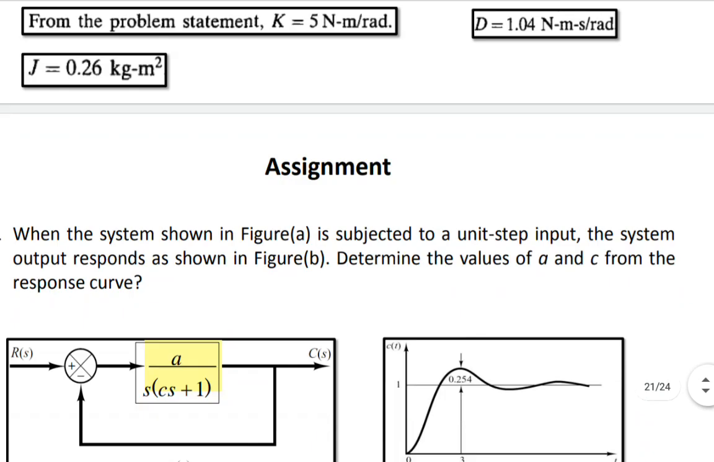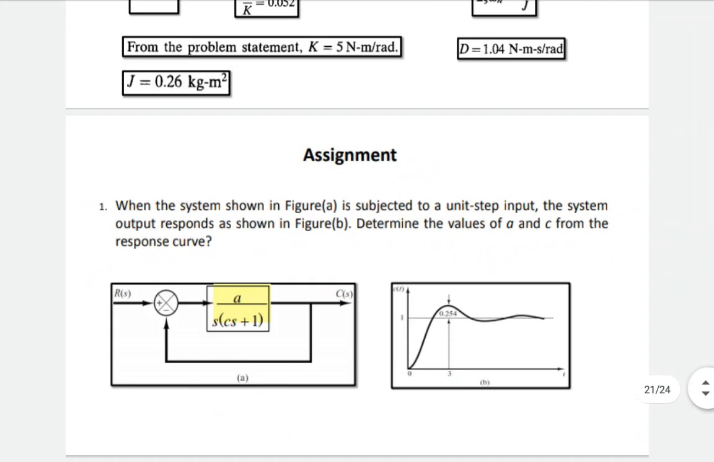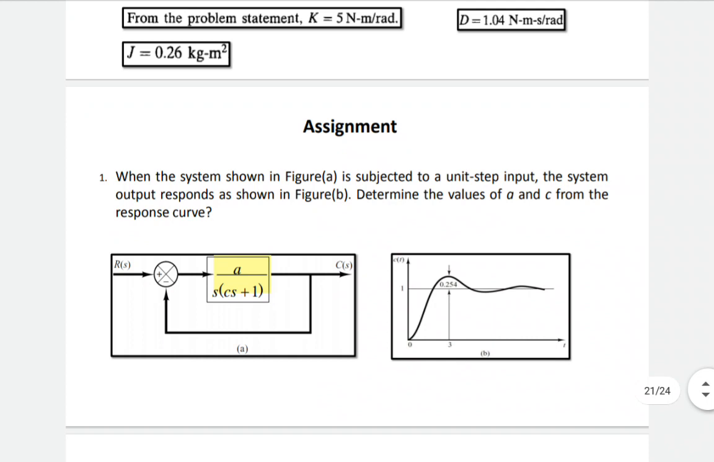Okay. Now these are the respective assignments. When the system shown in the figure is subjected to a unit step input, the system output responds as shown in the figure. Determine the values of A and C from the response curve. Here the forward path transfer function is provided, A by S into Cs plus 1. Very interesting problem. You please do it.